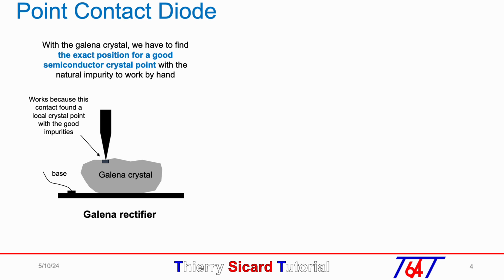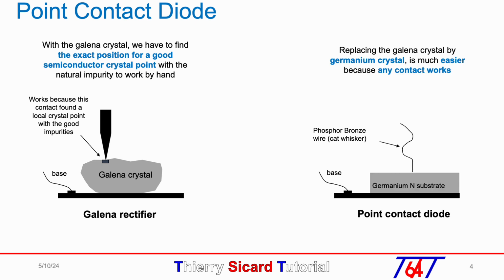After the understanding of semiconductors, they replaced the galena crystal, which is a lead sulfide, by a purified and n-doped germanium crystal. This is the point contact diode. By the way, the diode symbol comes from this point contact diode, where the horizontal line represents the substrate and the triangle represents the wire contact.